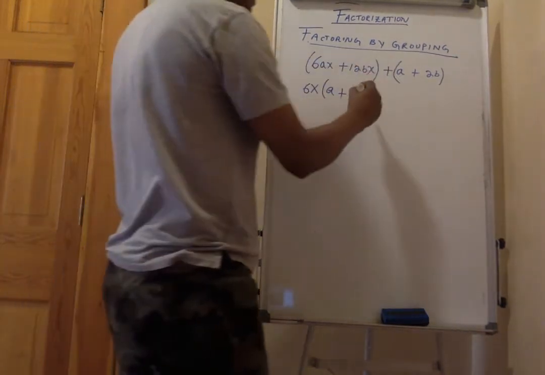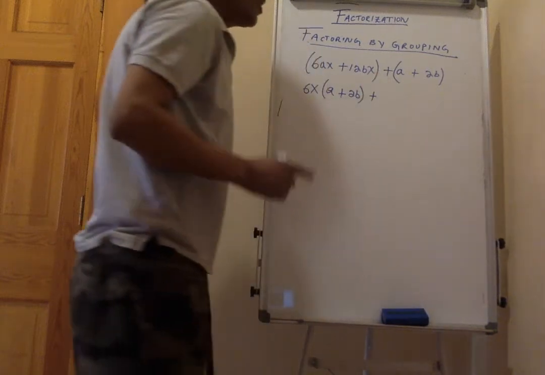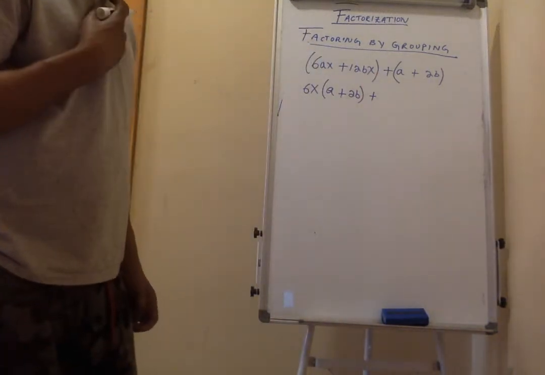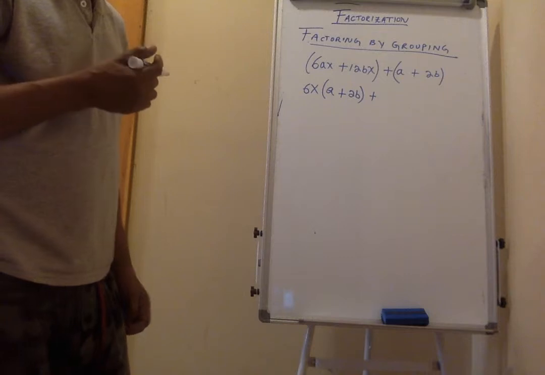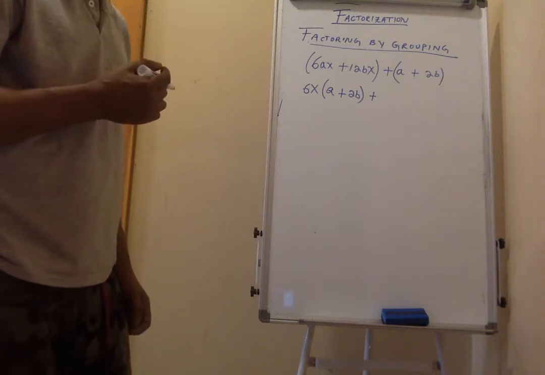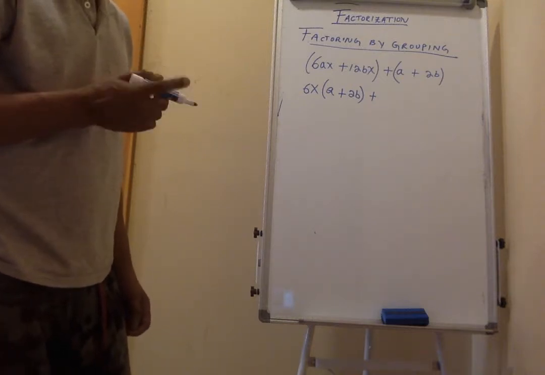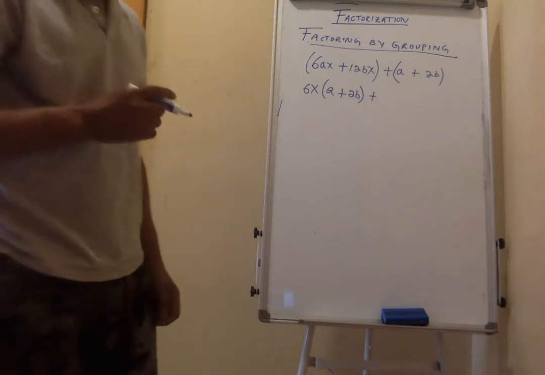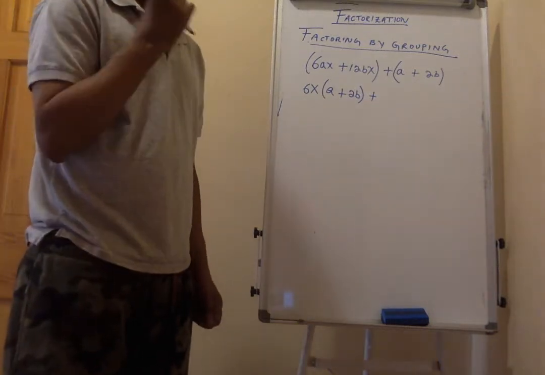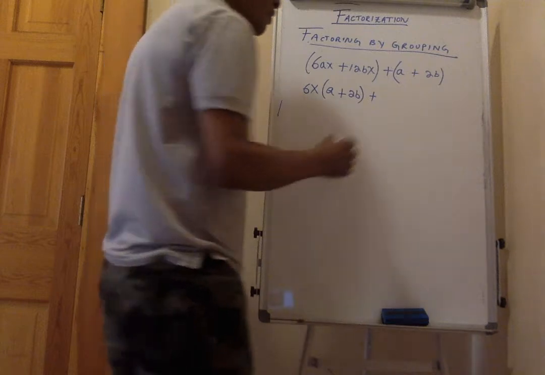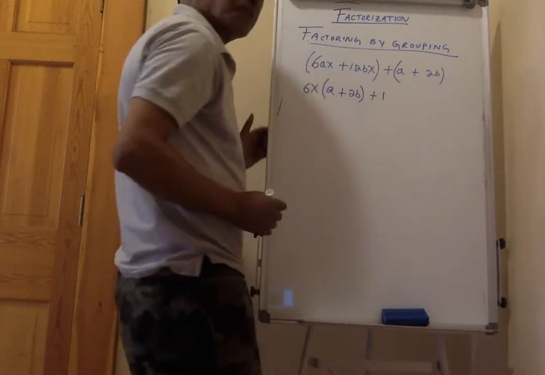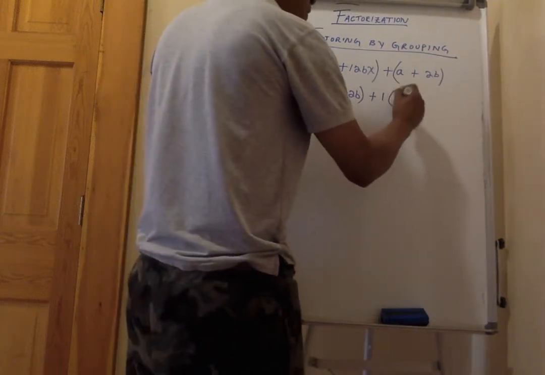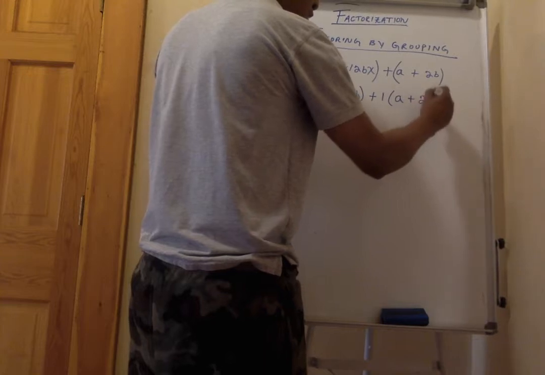Now, bring the plus sign. Now you have to be careful. What is the greatest common factor between a and 2b? Some people say none. No, it's not true. The greatest common factor between a and 2b is 1. So I'm going to write 1 in here. And then I'm going to open a plus 2b.